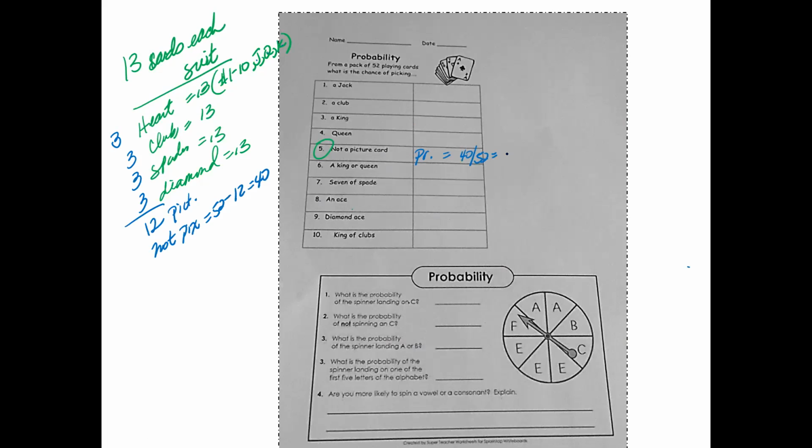And if you divide it by 2 and reduce it, you'll get 20 over 26, which is 10 over 13. And if you divide that into a decimal, it will be 76.9%. So that's a pretty high chance of not having a picture card.